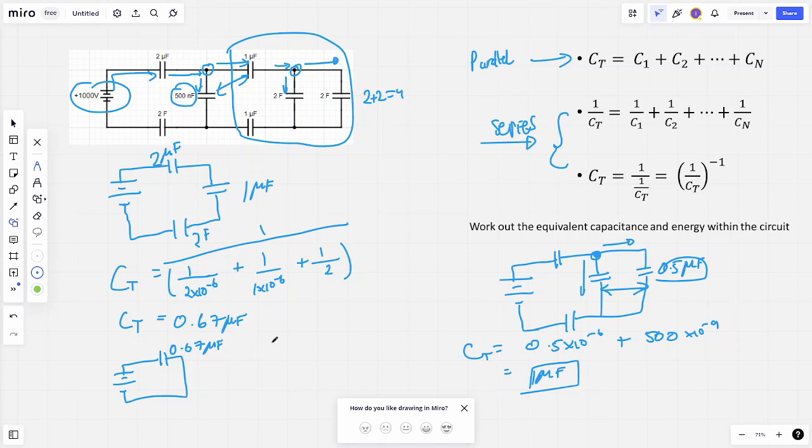So how do we find the energy of the circuit? The energy of the circuit E is given by half times the final capacitance CT times V squared. We've worked out CT final to be 0.67 microfarads, so we just plug that in. So half times 0.67 times 10 to the power of minus 6 times the voltage of the circuit, which is 1000 squared. And that means E is equal to 0.33 joules.